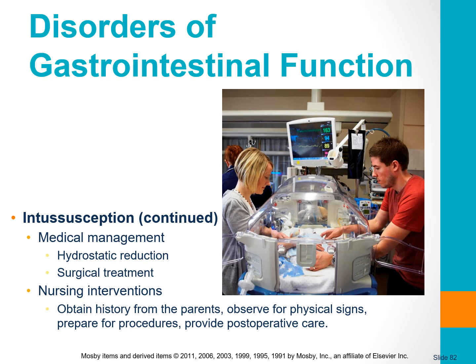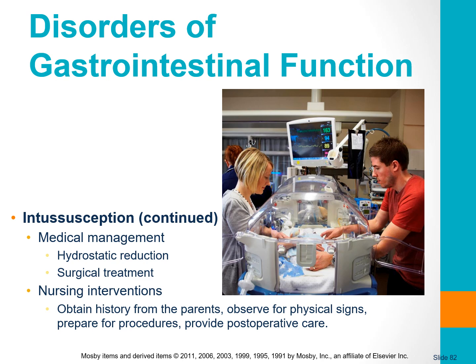But if they're not able to, then they would have to go in and surgically remove that, either pull it apart, or if they're too late in the process and it causes bowel death, then they would have to remove that portion of the bowel and create an anastomosis. So nursing interventions for this are going to be to obtain history, observe physical signs, and then prepare the family for postoperative care.